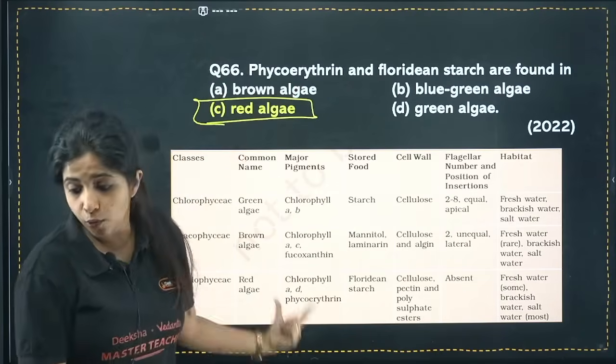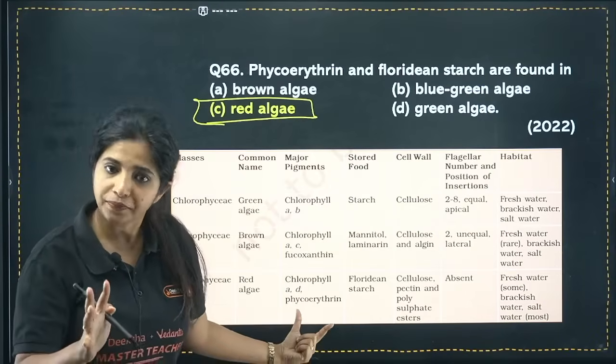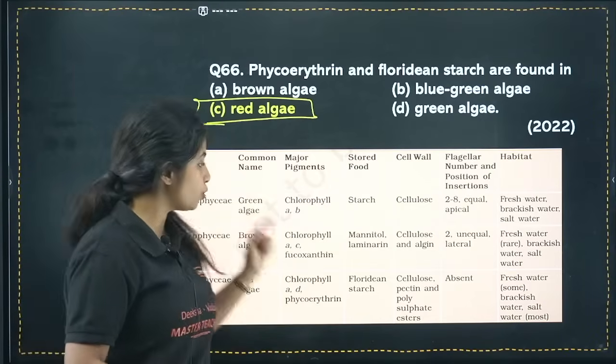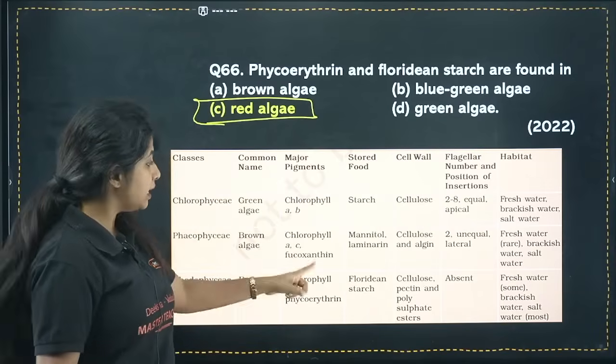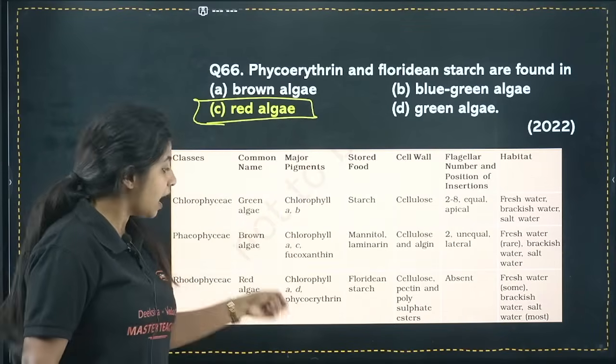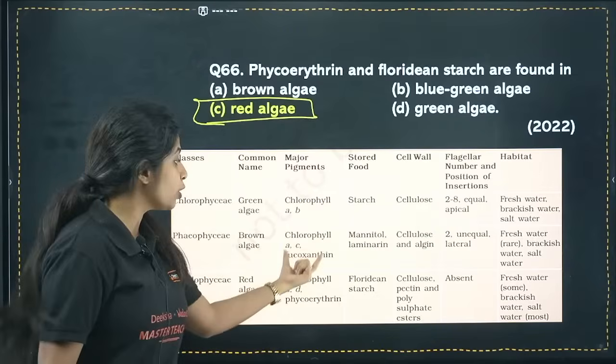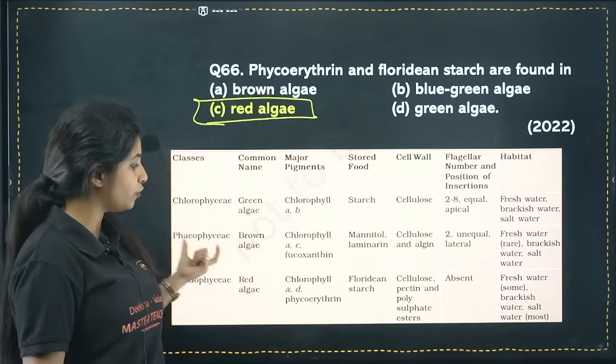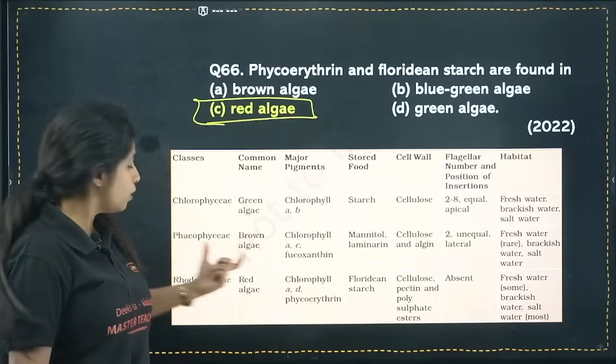That was the question. Okay, phycoerythrin. So please remember. Chlorophyceae, green algae, has chlorophyll A, along with that B also. Here A along with that C. Here A along with that D. That is how it goes. Here you have an extra thing that is known as fucoxanthin for Phaeophyceae. Here you have phycoerythrin for Rhodophyceae.